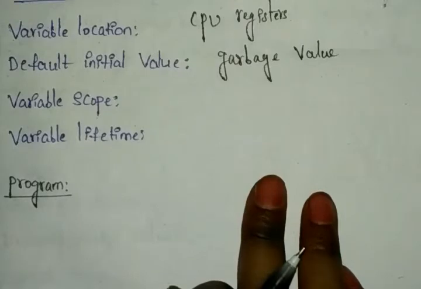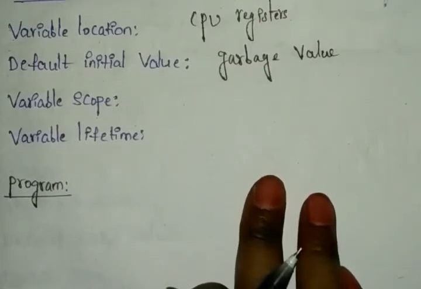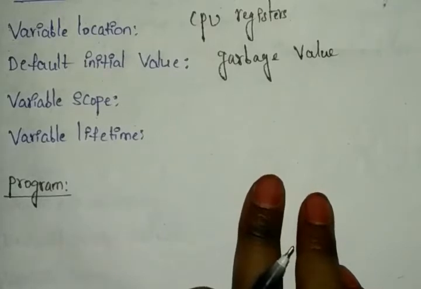Garbage value means it is not used, like your dustbin type or recycle bin type. And next we have the variable scope.